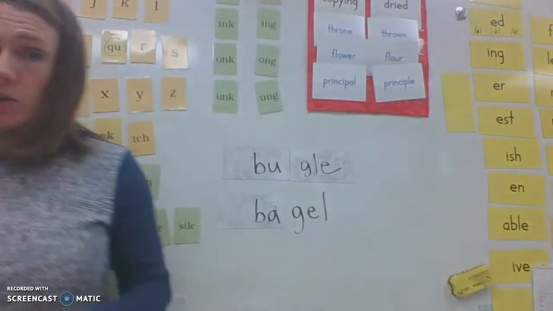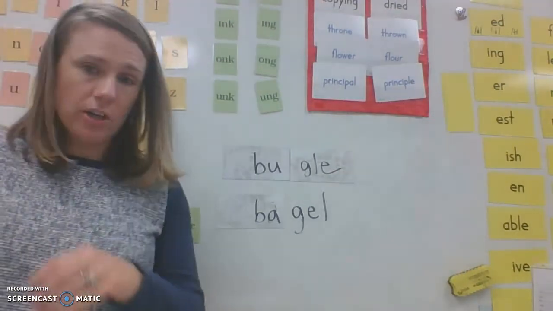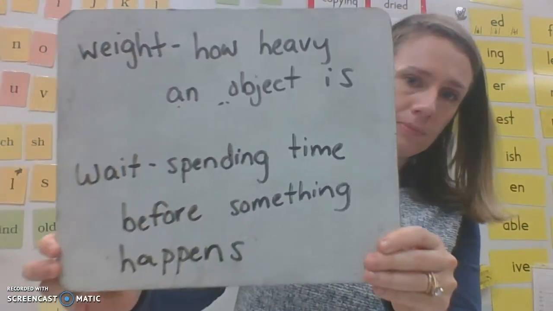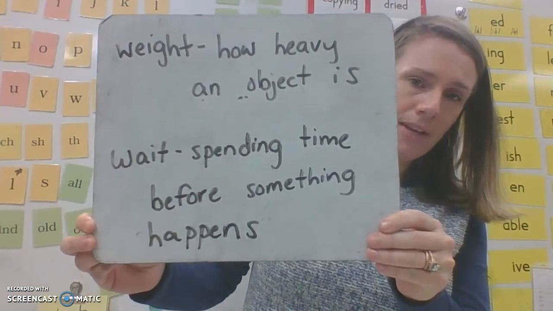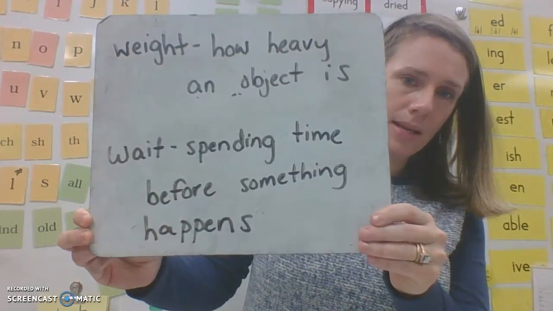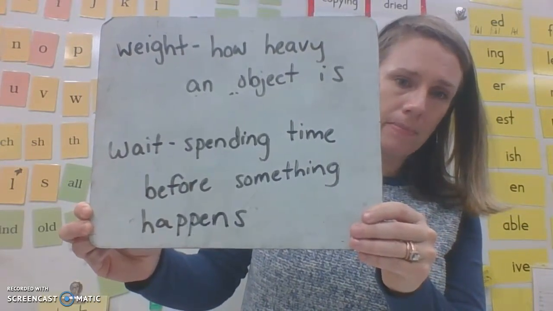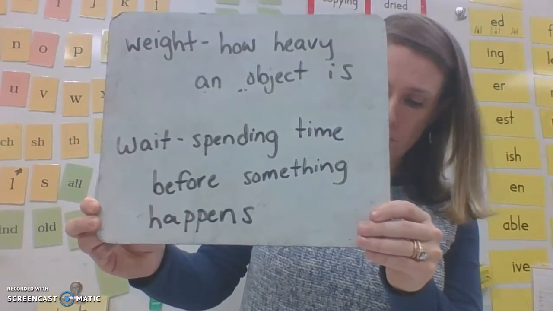Okay, find weight in your spelling section. And here are the definitions for you to pause and copy down. How heavy an object is, weight. Spending time before something happens, like to wait in line. Okay, pause until these are done.